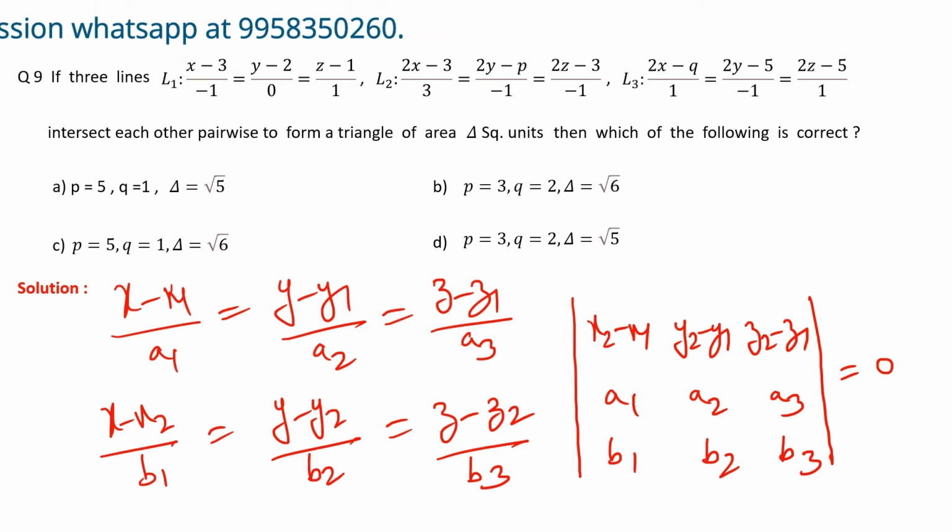So that means if this determinant turns out to be 0, then only one possibility will exist, that these lines, suppose I am taking L1 and L2, they will be intersecting each other in the same plane, right? Only then the value of this determinant is going to be 0, otherwise not. Now, as per the demand of the question, we'll be now putting the values involved and solve for P and Q. Now we move further.